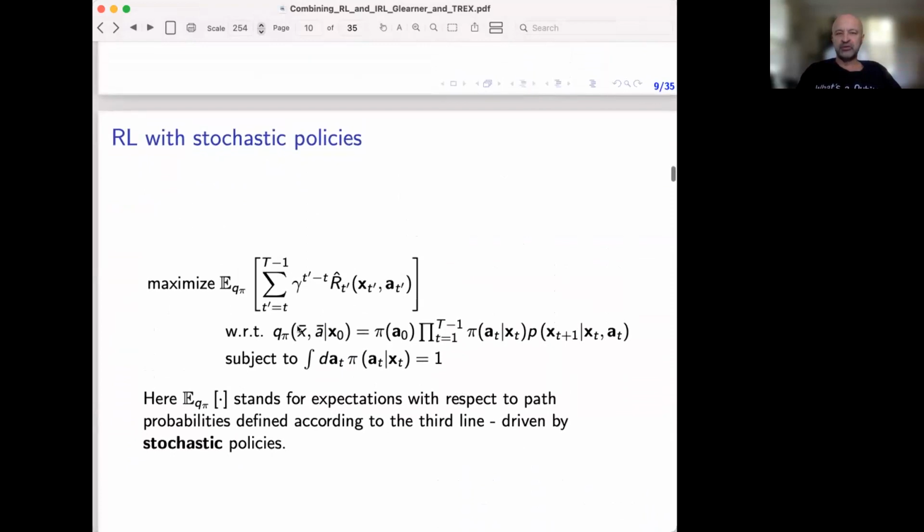Now, RL with stochastic policies is formulated more or less in the same way. The top level formulas look identical. What we need to do is choose policies such that we maximize the expected value of the total discounted reward. This is the reward function, and this is the discount factor. This is the total discounted reward. We choose the policy to maximize this expected value, which itself is computed according to this path measure, which for each step decomposes into the probability of the next step, given the previous step and action, and the probability of action. So this is our policy.